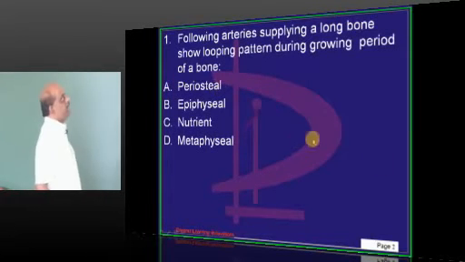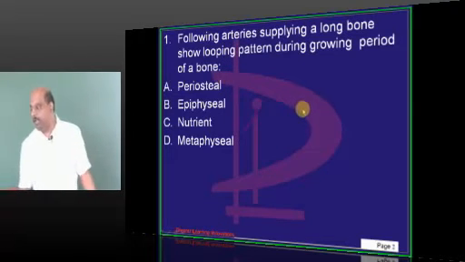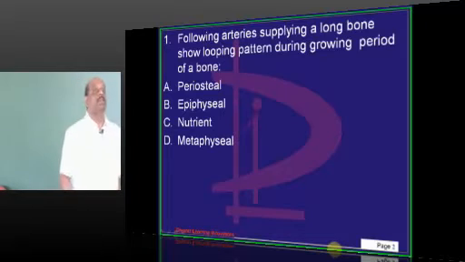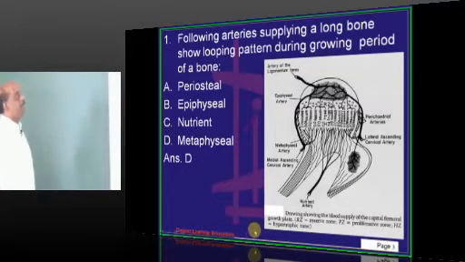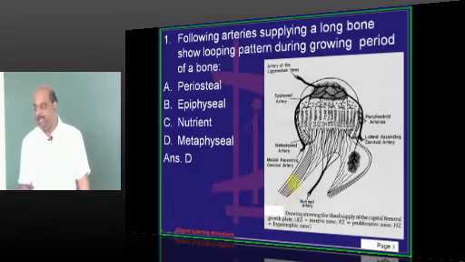Give your honest answers. Looping pattern during the growing period of the bone. Which arteries? Typically they are metaphyseal arteries, not epiphyseal, is what you need to basically remember.